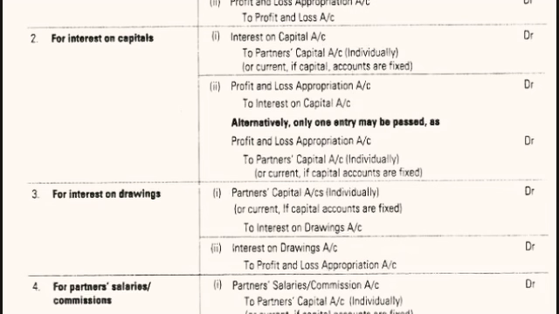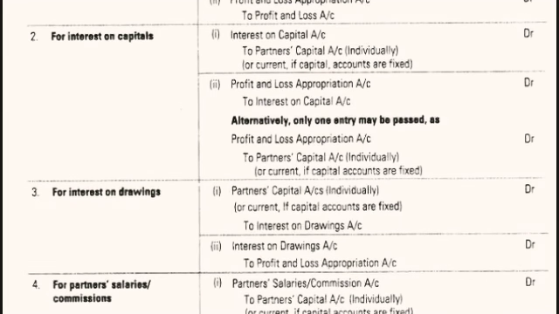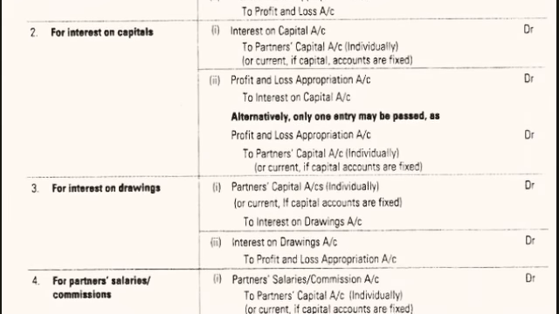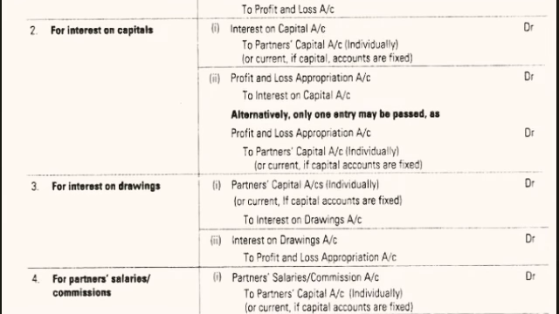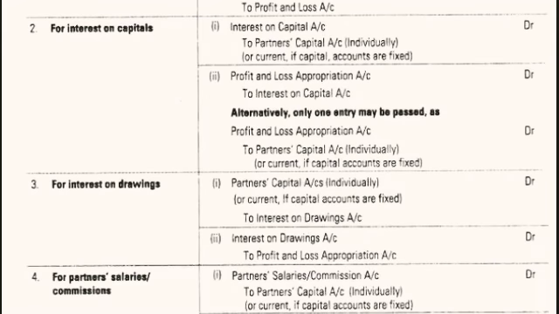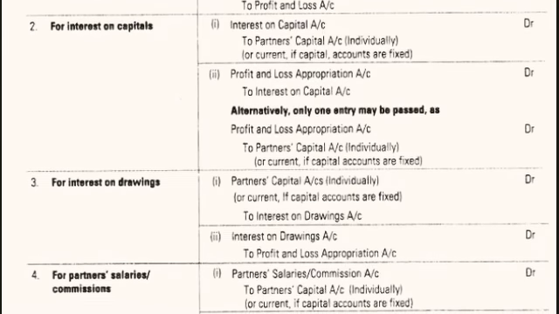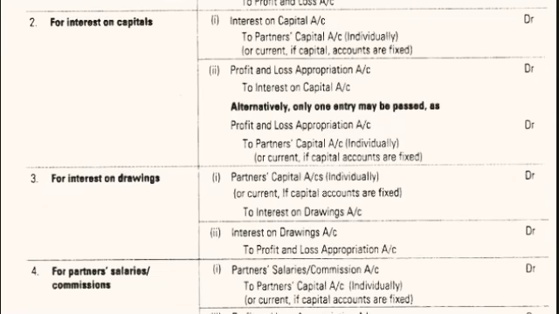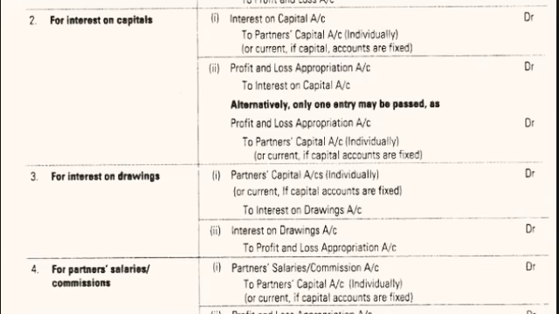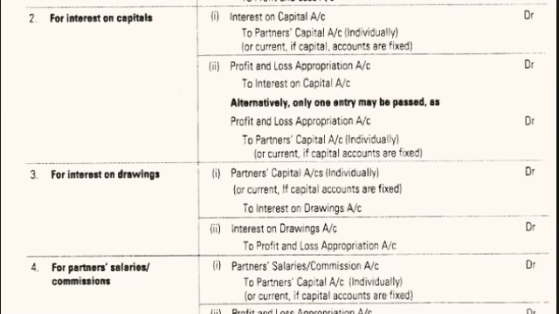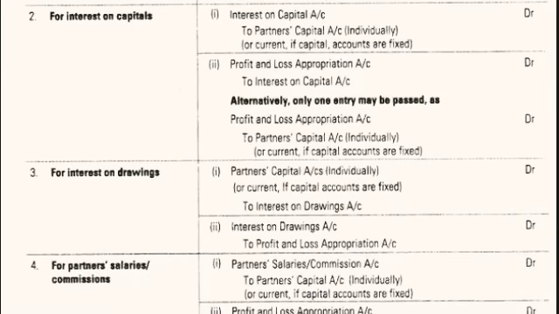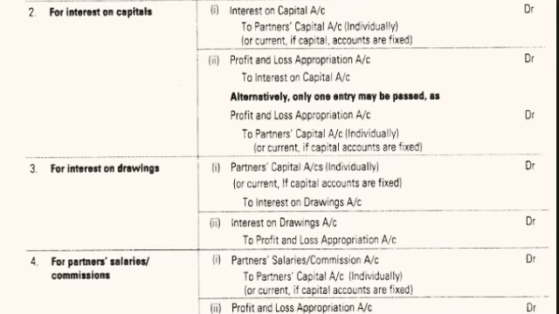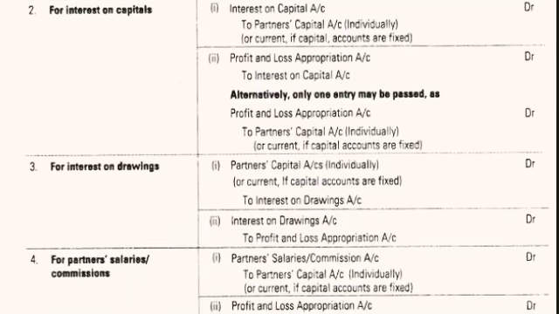The next adjustment that we have is interest on drawings. Drawings means money withdrawn by the proprietor from the business for personal use. As the partners are withdrawing the money, they have to pay some interest to the business. So in this case, interest on drawings is an income to the business, and thus the journal entry will be interest on drawings account debit to PL appropriation account. Now adjusting the interest on drawings in the partner's capital, as the partners will be paying interest on drawings, there will be a reduction in the capital, and the journal entry will be partner's capital account debit to interest on drawings account.